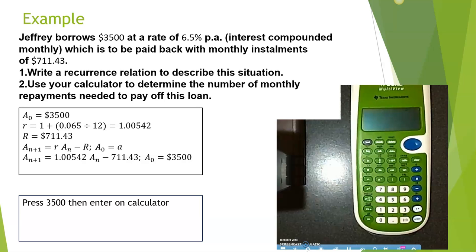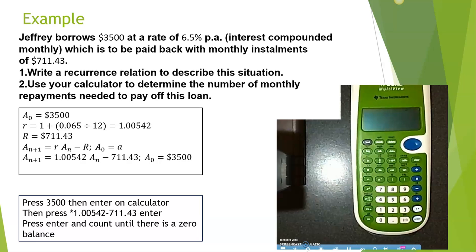So how do we do this? We press $3,500 on the calculator and press enter. Then we multiply by 1.00542 and we take away our payment. And we keep doing that until there's a zero balance. So let's start.